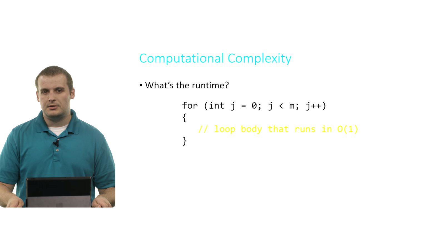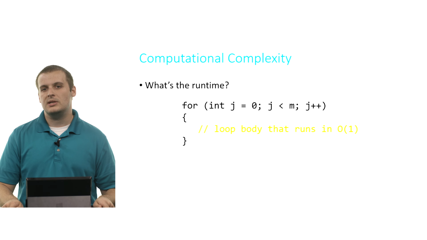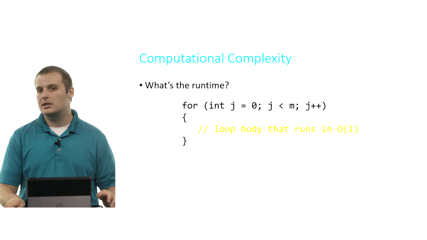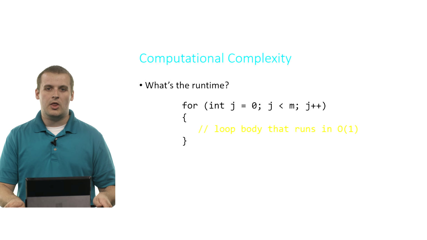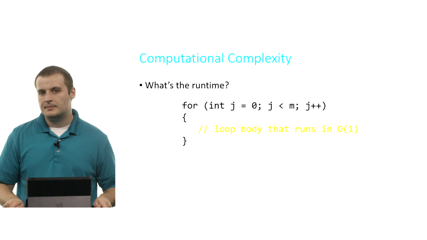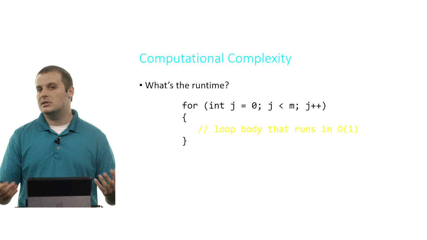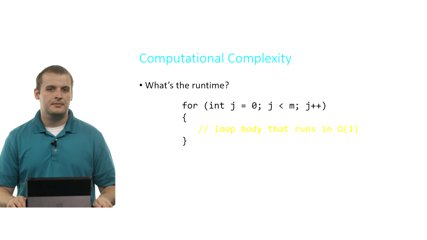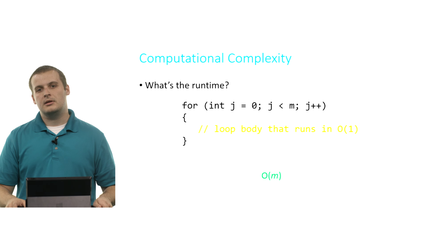Couple quick questions for you. What's the worst case runtime of this particular snippet of code? I have a for loop here that runs from j equals 0 all the way up to m. And the body of the loop runs in constant time. So using the terminology that we've already talked about, what would be the worst case runtime of this algorithm? Take a second. The inner part of the loop runs in constant time, and the outer part of the loop is going to run m times. So what's the worst case runtime here? Did you guess big O of m? You'd be right.